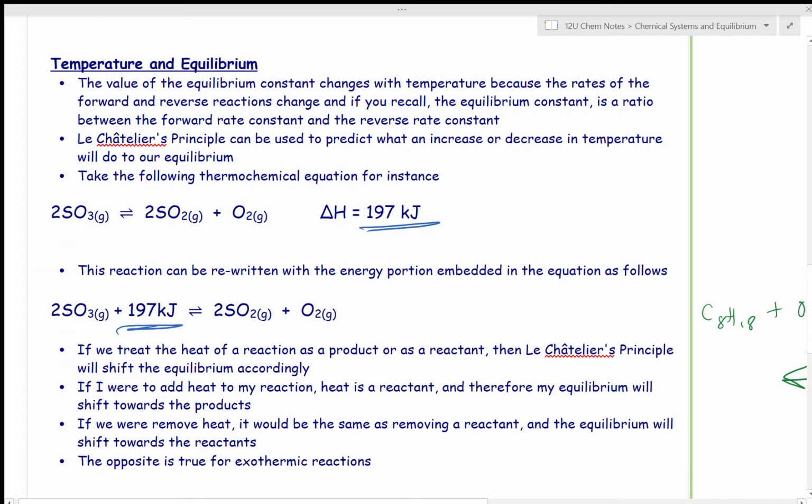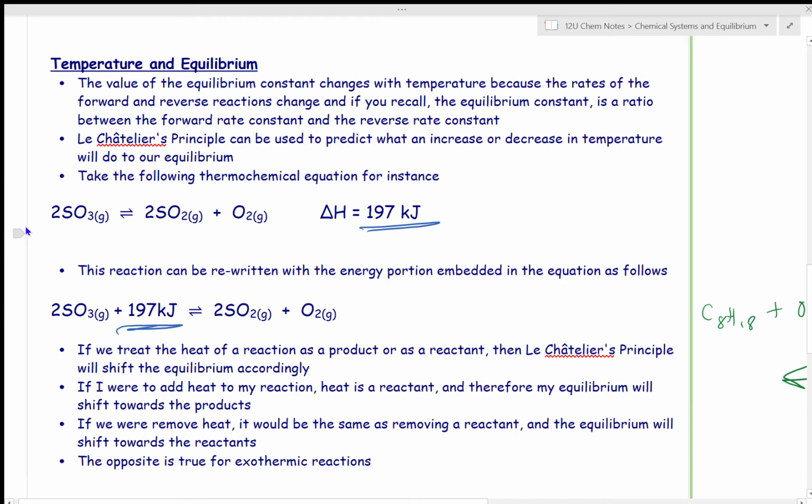And you should know that because the equilibrium constant is the ratio between the forward and reverse K values from our reaction rates. You guys know that those K values change with temperature, and so the equilibrium constant will change with temperature. And as a result of this, we can actually look at energy terms for chemical reactions and place them into our chemical reactions as if they were reactants or products. So let's take a look at this example.